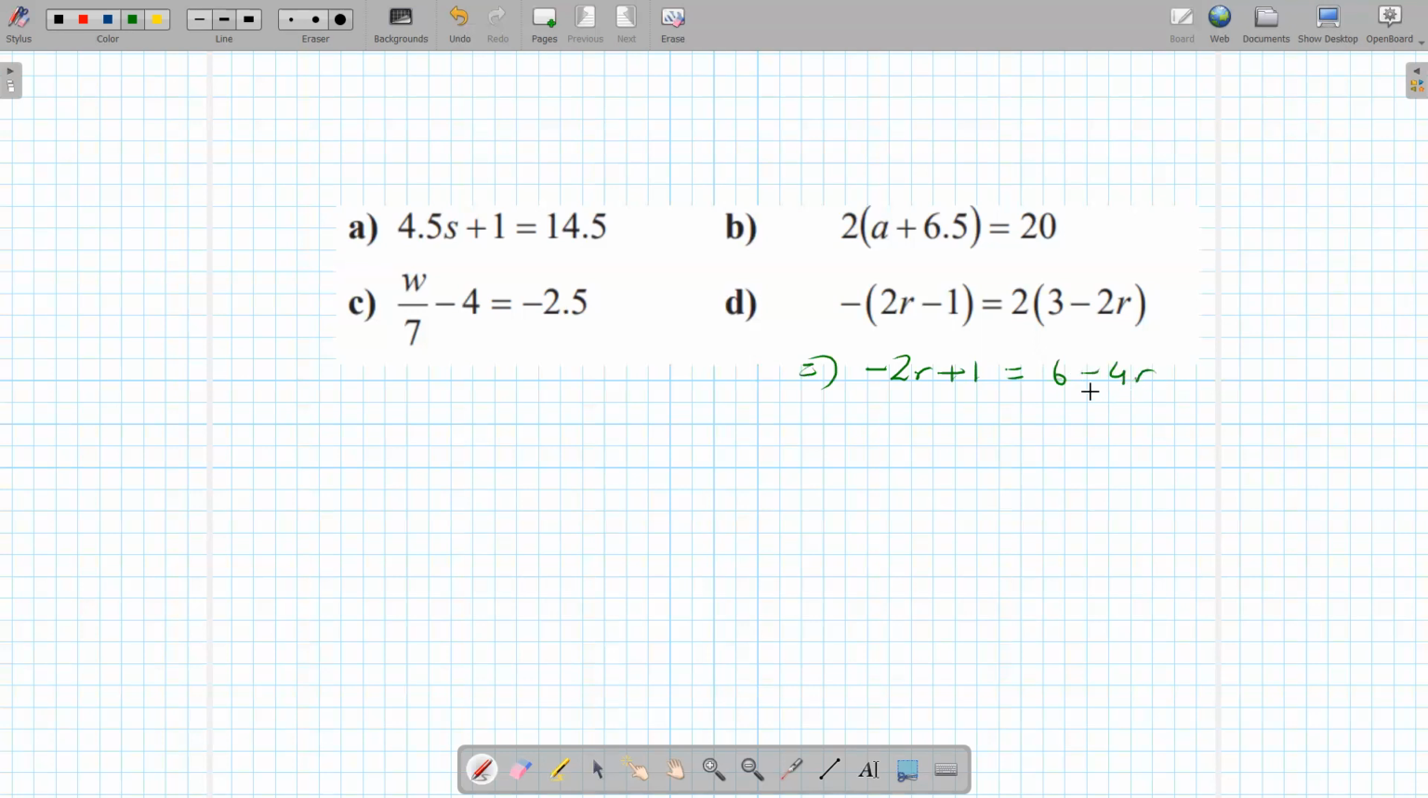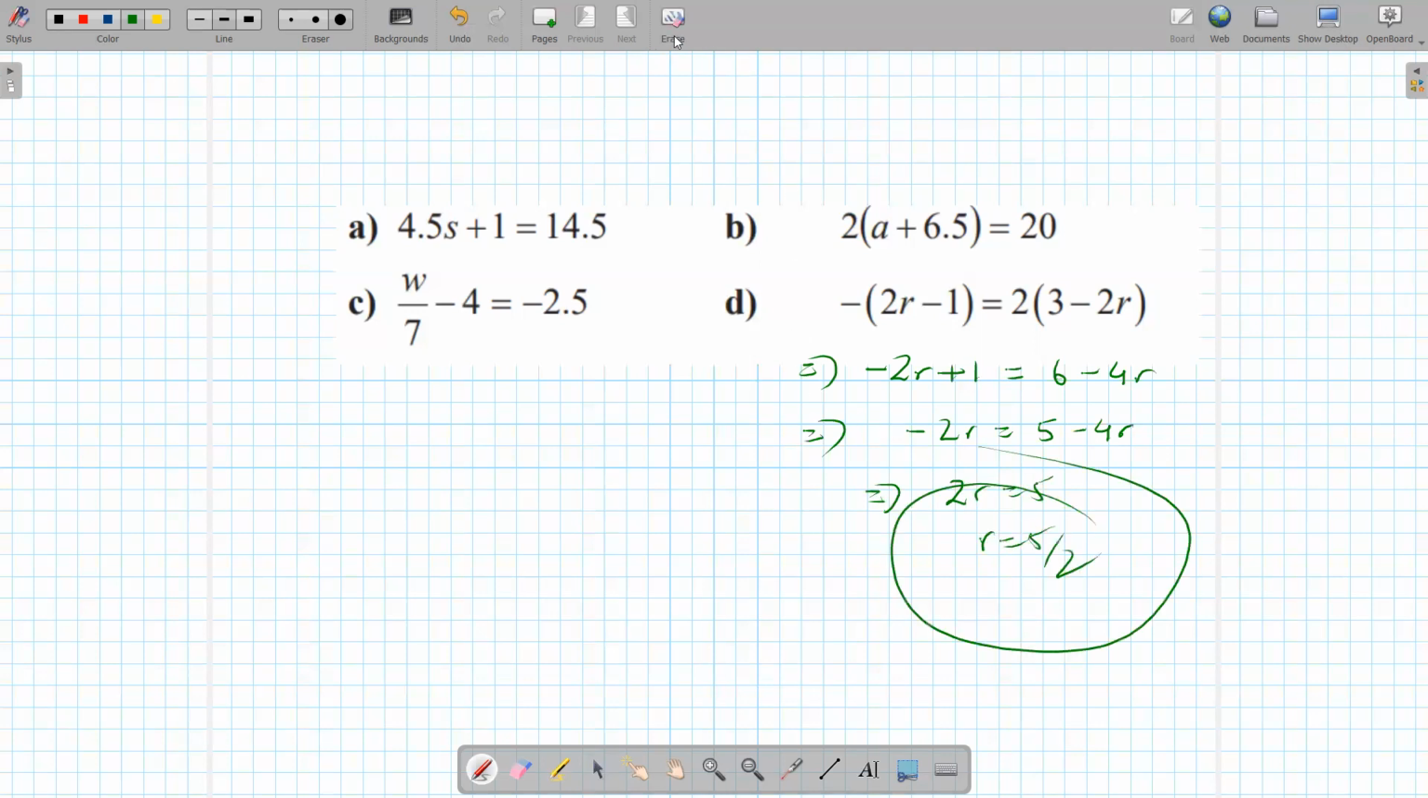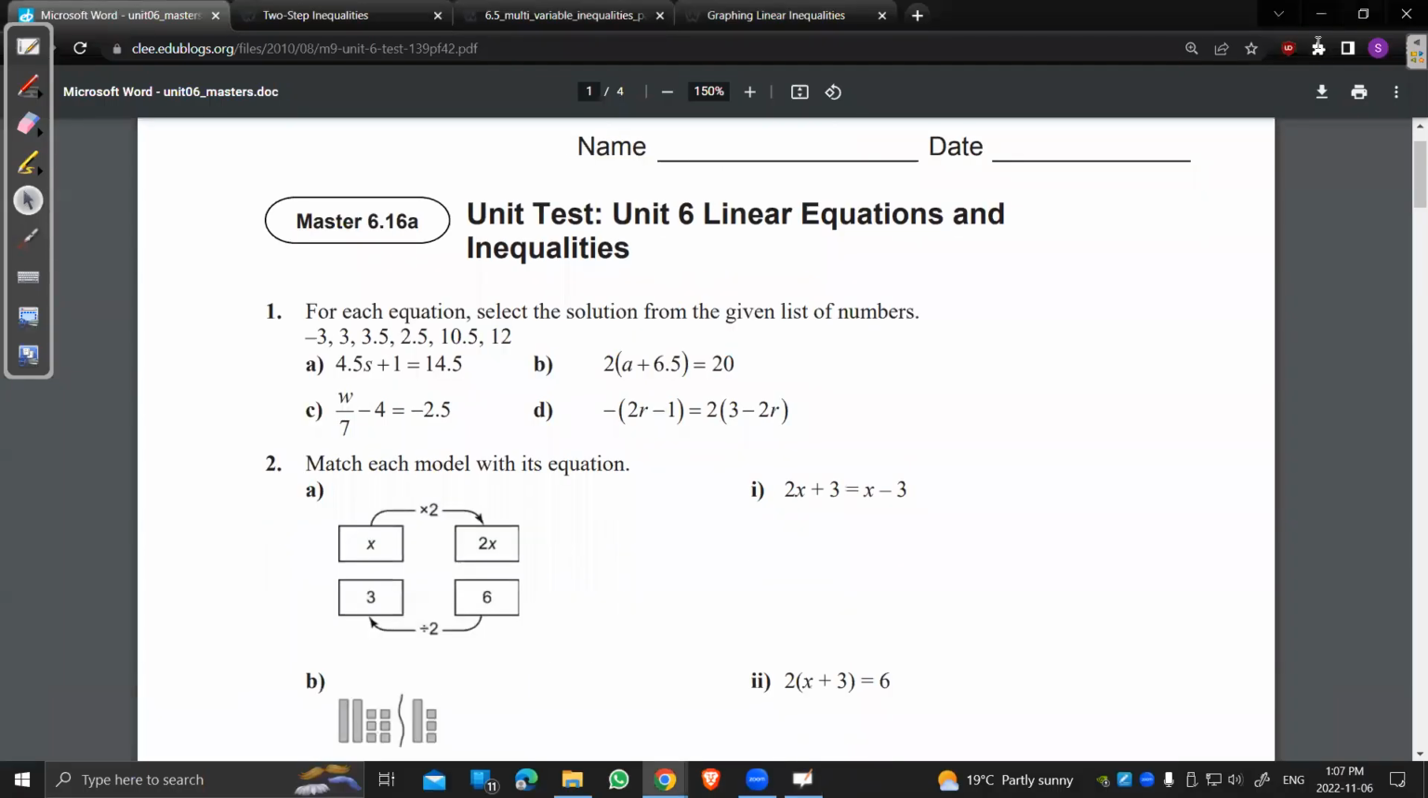Okay, now what? We're trying to solve this equation for r. What do we do next? Subtract 1. Subtract 1 works, yeah, so you get 5 minus 4r. What's next? Add 4r. Okay, so 2r plus 4r is 6r, 6r equals 5, and r is 5 over 6, and we are done, right? It's not that bad.